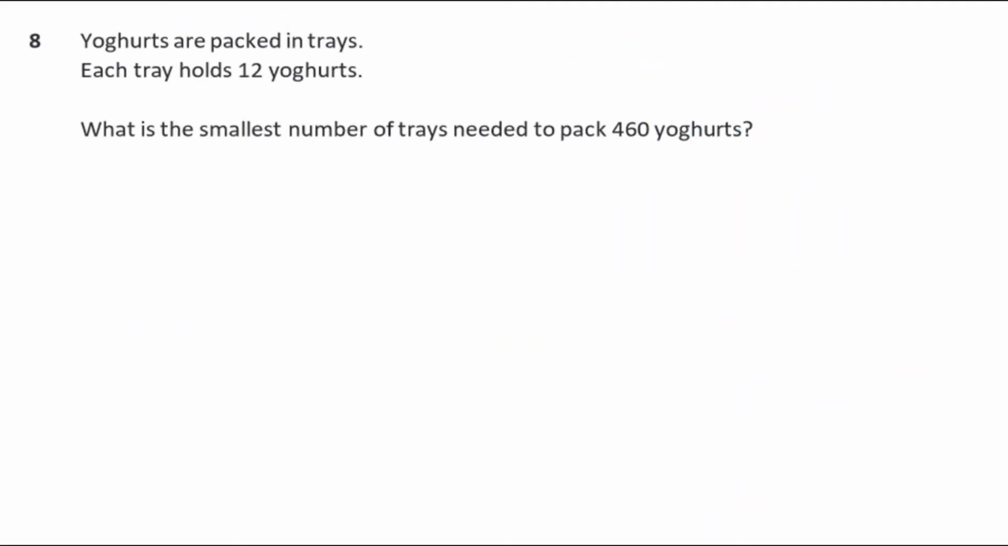Question 8. Yogurts are packed in trays. Each tray holds 12 yogurts. What's the smallest number of trays needed to pack 460 yogurts? Okay, so number of trays required is just a straightforward division, isn't it? Number of trays is going to be the total number of yogurts, 460. We're going to have to divide that by the number of yogurts that fit in one tray, which is 12.